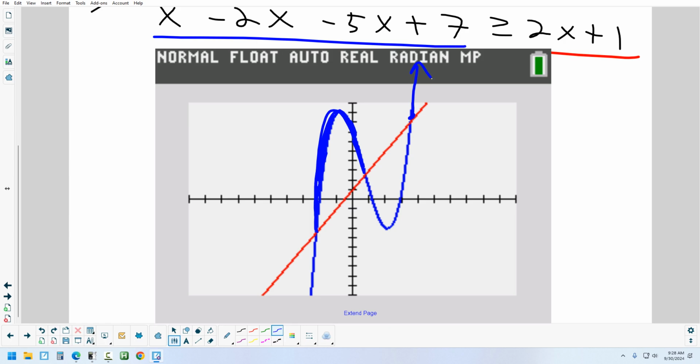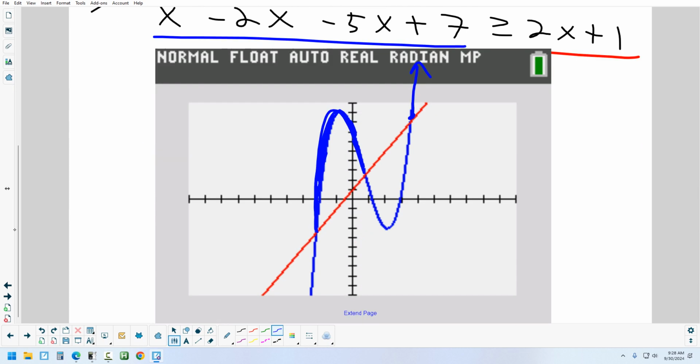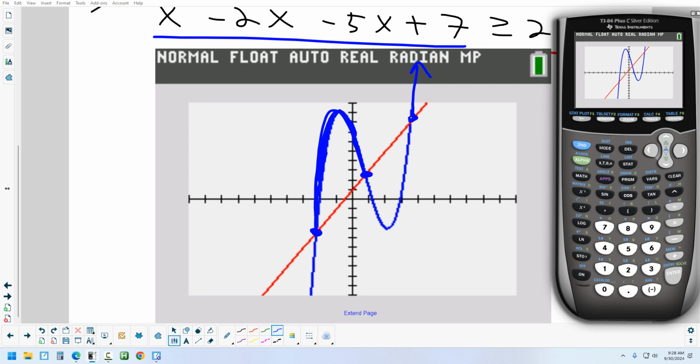Okay. Do I want to know where it's above or above and equal? Above and equal. So I need to find all three of those intersection points. So we'll do second calc, intersect. And which number is important there when I write an interval? Is it the x or the y that I'm using? Well, look at what variable we're solving for in the inequality. It's the x.